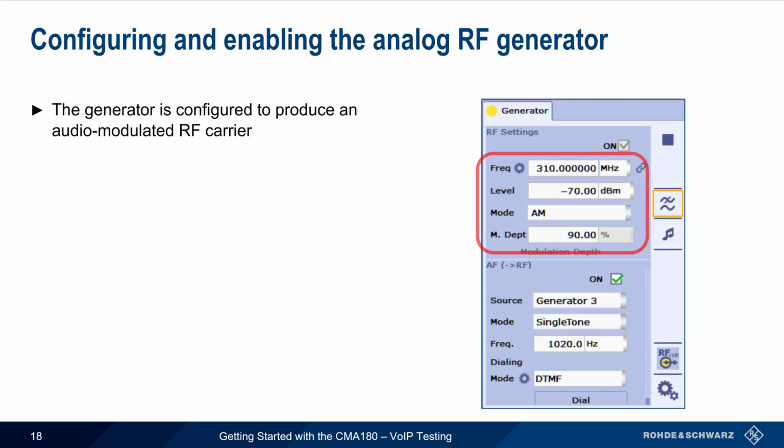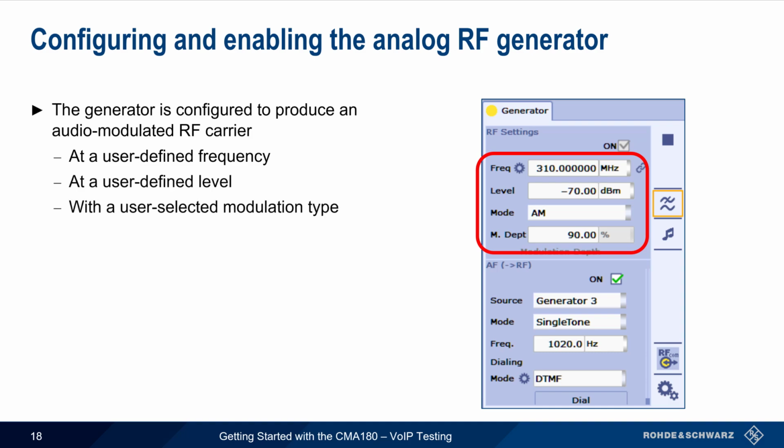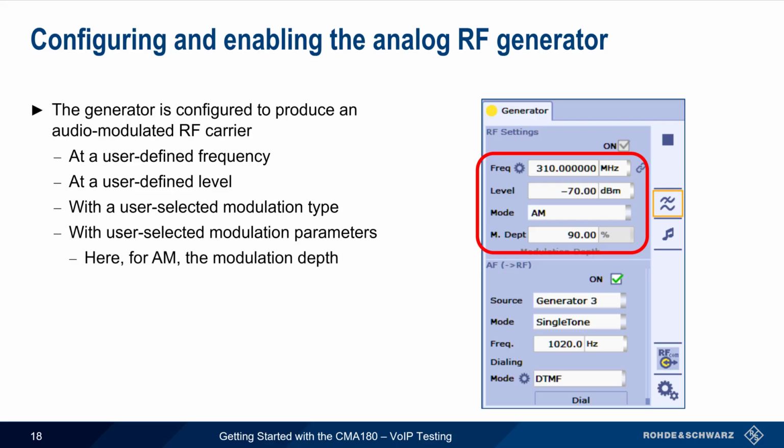In the RX scenario, the generator is configured to produce an audio-modulated RF carrier with a user-defined frequency, level, and modulation type. Depending on the selected type, the modulation parameters are also selected by the user. In this example, we're using AM, so the AM modulation depth must also be configured.